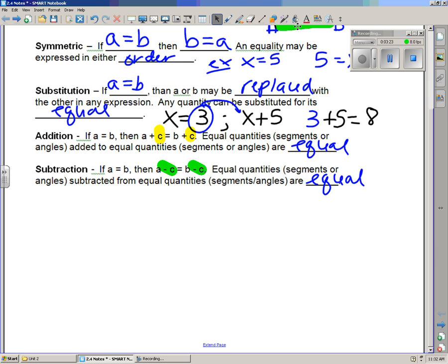Again, I wouldn't get so caught up in, I don't get this, I'm not sure what this means. When we start doing proofs, it'll make so much more sense. But you know how to add things to both sides of an equation to solve, or subtract things from both sides of an equation and solve.